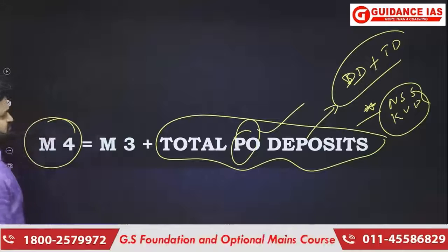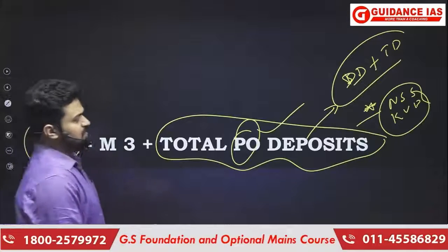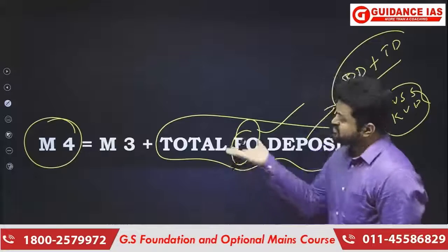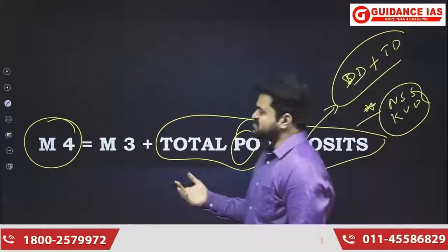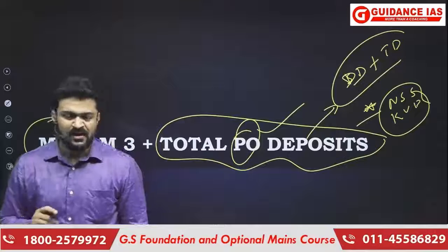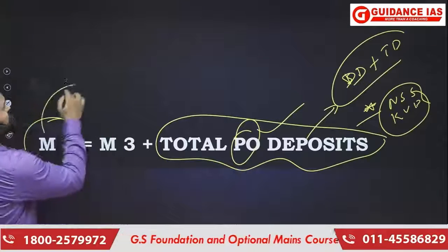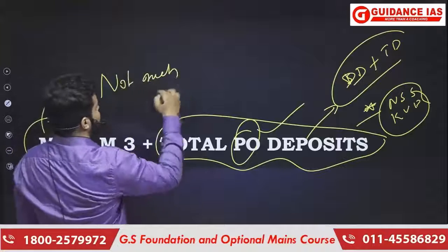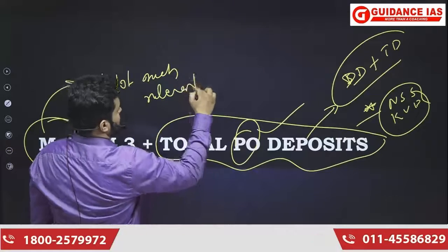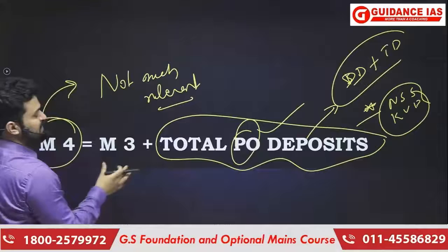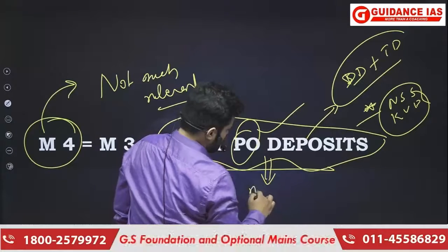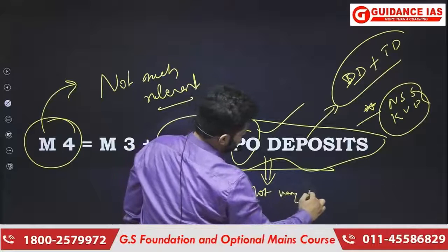Okay, so M4 seems to be a component of money supply which should be taken to have an estimate about the total money supply in the economy, but again it is something which is not much practically relevant, because what is being added in M3 to get M4 is not very significant.